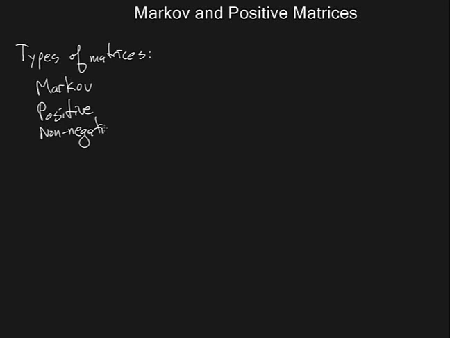I'd like to summarize briefly what we've talked about in terms of different kinds of matrices, and then go on to talk about the input-output model. So we've talked about Markov matrices and positive matrices, and a little bit about non-negative matrices. And in all of these cases, there is a real eigenvalue. That's one of the important things about them.